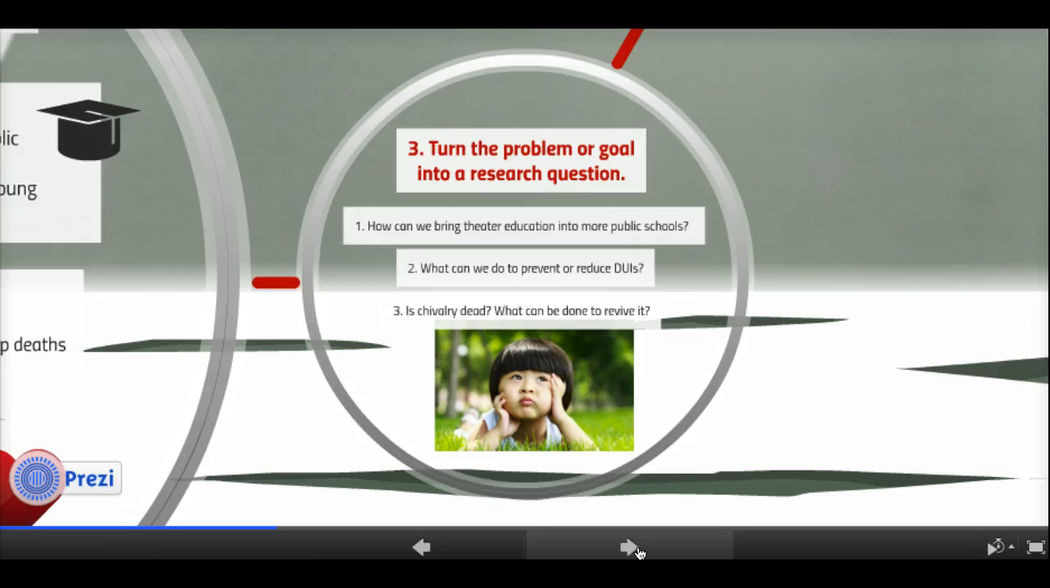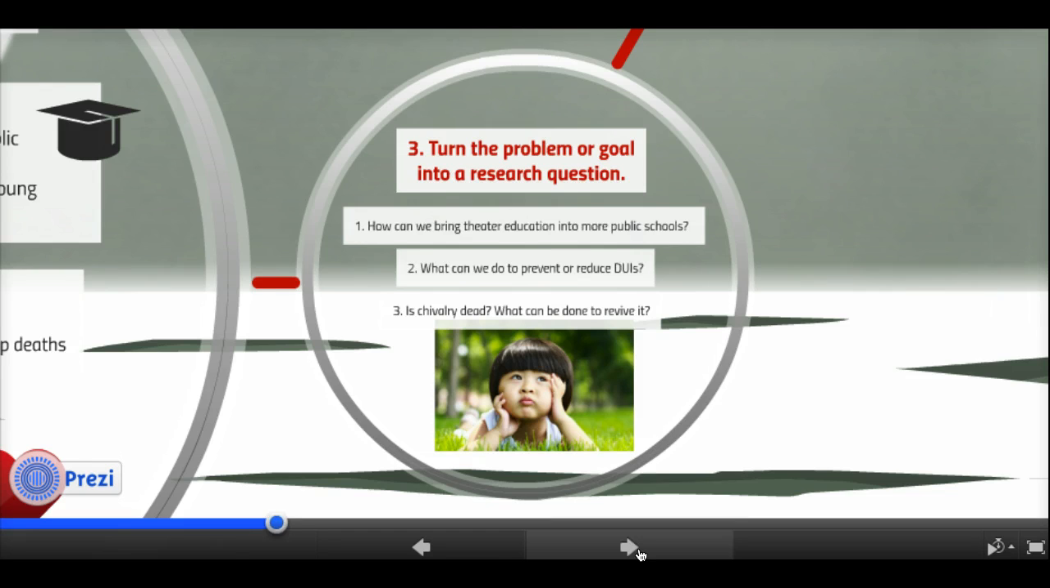And what could be done to revive it? Notice that this last question, "Is chivalry dead?", isn't enough of a question on its own because it's kind of just a yes or no question. I want my research question to be open-ended, so that's why I had to add that extra part. What can be done to revive it? What can we do about it? That's more than just a yes or no question, and that's important in your research question.